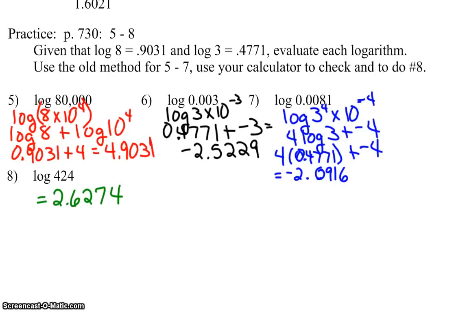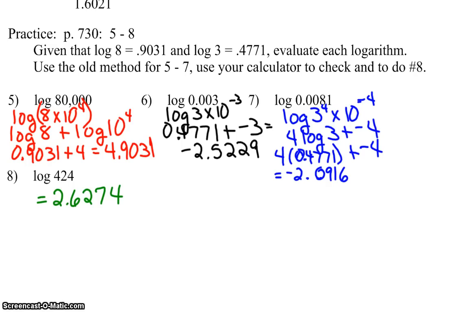Checking our work on these problems, on number 5, 80,000 was 8 times 10 to the 4th, so I added the log of 8 plus 4. Number 6, 0.003 was 3 times 10 to the negative 3rd, so I added the log of 3 to negative 3. And on number 7, 81 was 3 to the 4th, so that was 3 to the 4th times 10 to the negative 4th. So when I did that problem, I added 4 logs of 3 to negative 4.